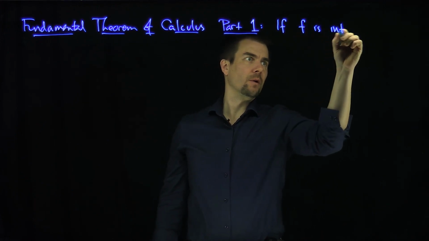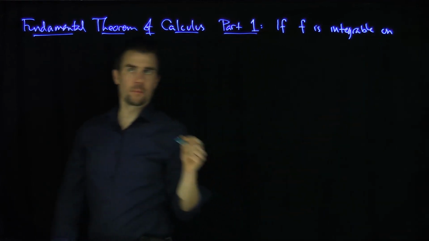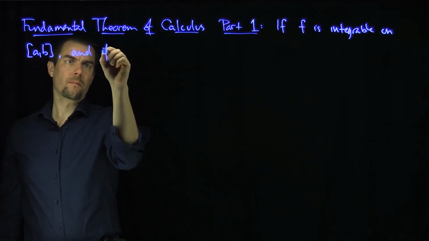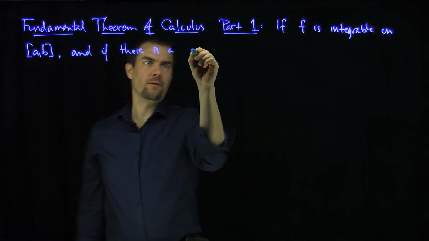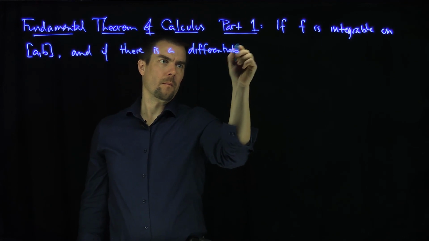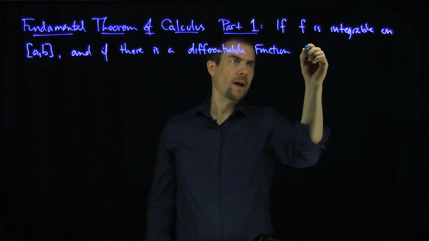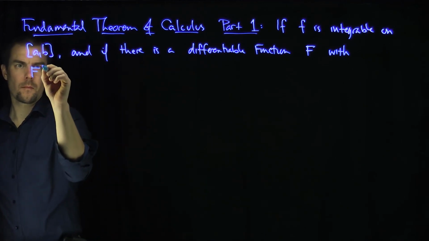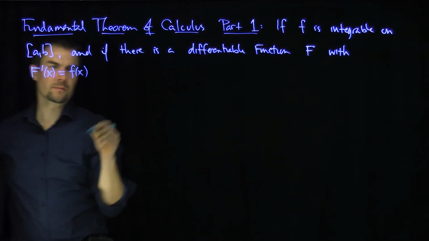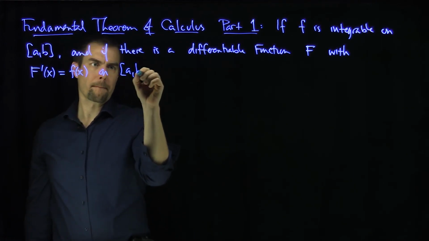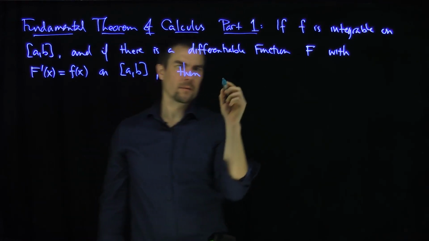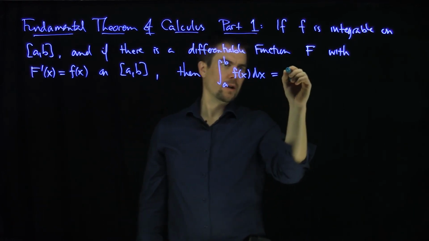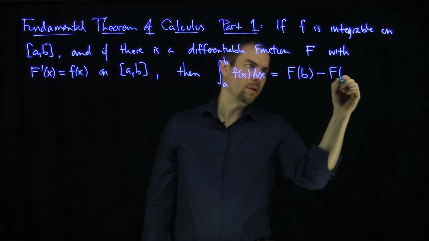It says if f is Riemann integrable on the interval [a, b], and if there is a differentiable function capital F with F prime of x equals little f of x on the interval [a, b], then the integral from a to b of f of x dx is this function capital F evaluated at b minus capital F evaluated at a.